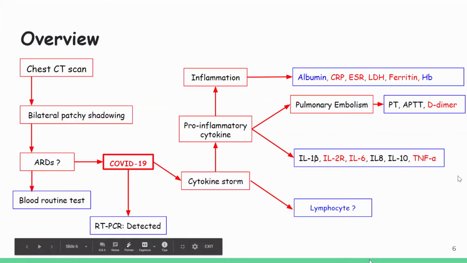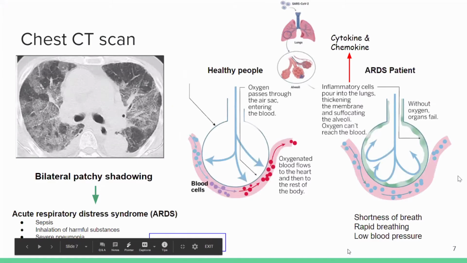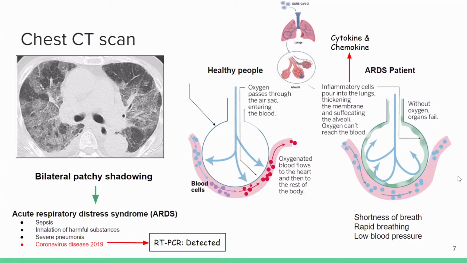Next slide, please. We will start from the chest CT scan and see what happened in his lung, and try to connect the clinical manifestation, cytokine storm, pulmonary embolism, and deep vein thrombosis with the abnormal lab results as we described in the previous slide. So next slide, please. The chest imaging result shows bilateral patchy shadowing, right? This is a sign of acute respiratory distress syndrome, or ARDS.